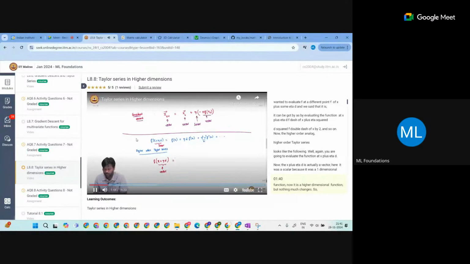So this eta d is an increment. Sir is saying that at point x plus eta d, that eta d is an increment. Eta d is in the mixed form, just in notation sir is writing it here. I think you are able to listen. So this eta d is your increment.